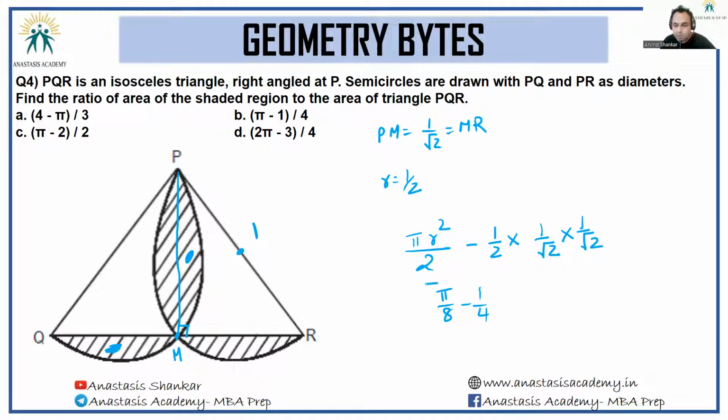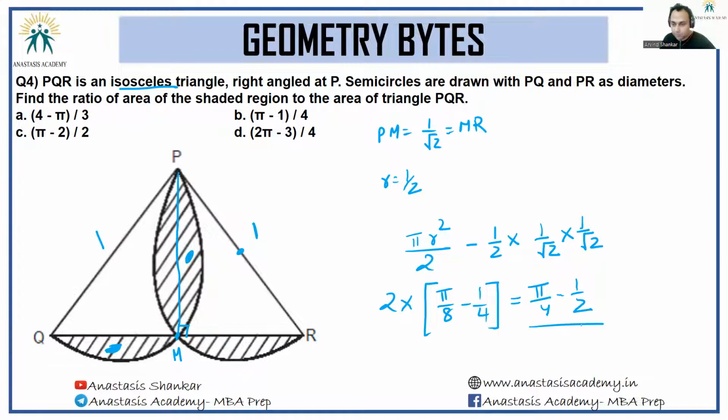So can I straight away go ahead and write this as 2 into this, 2 into this. So now I've got my area of the shaded region, which is pi by 4 minus half. Finally, they've asked me to find the ratio of the area of the shaded region to the area of the triangle PQR. Now PR is 1. PQ will always also be 1 because this is an isosceles triangle.